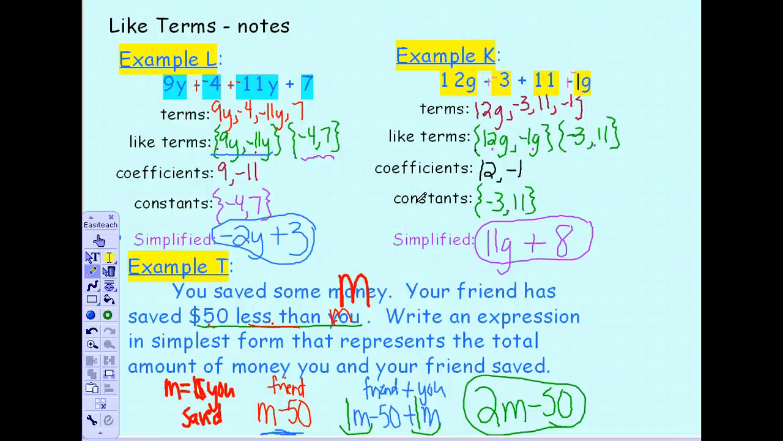So again, rewind the tape, watch it again as many times as you need to, and ask your teacher for any additional help.